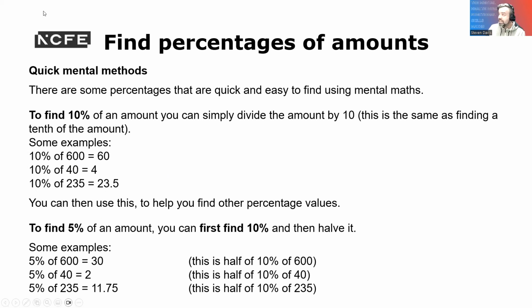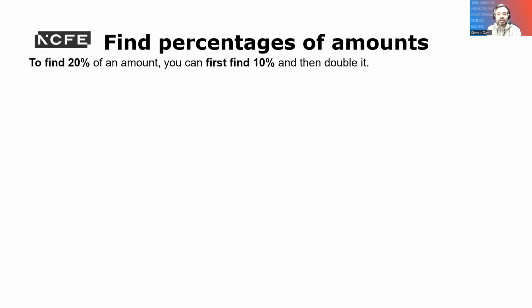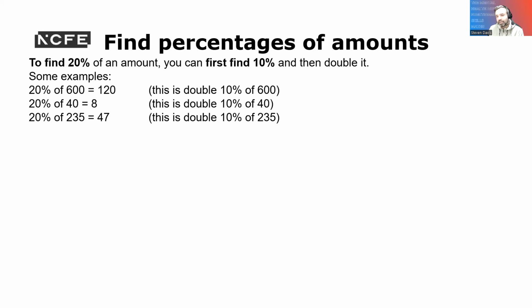Again, if you want to do 20%, just double it. To find 20%, first find 10%, then double it. So 20% of 600 is 120. That's because it was 60 first, and now it's 120. 20% of 40 is 8. That's because it was 4 first, and now we've doubled it up, so it's 8. And again, 23.5 doubled up is 47.